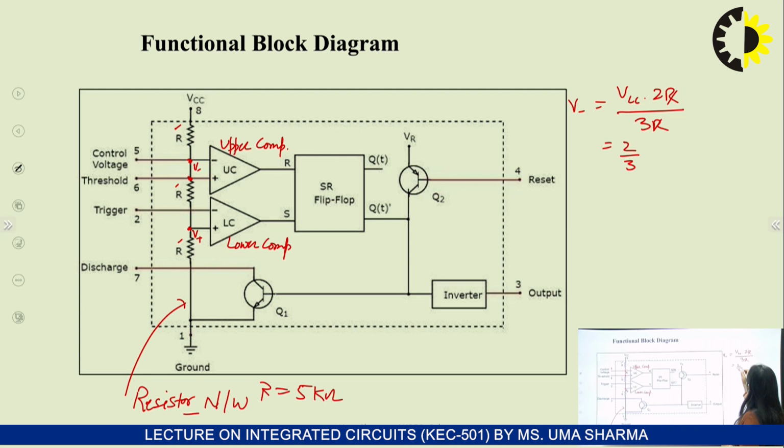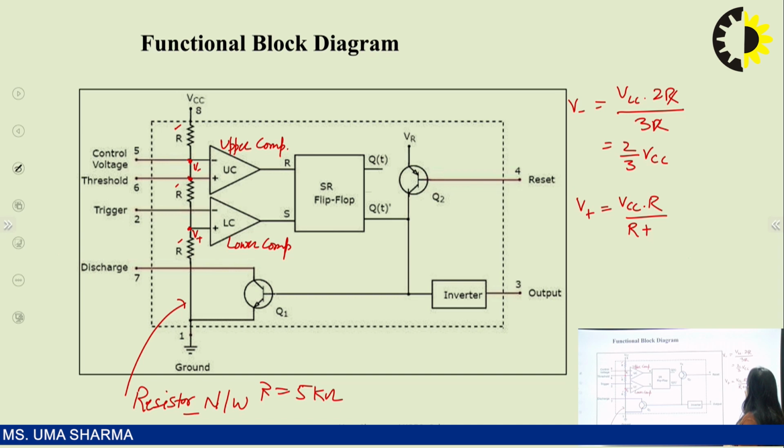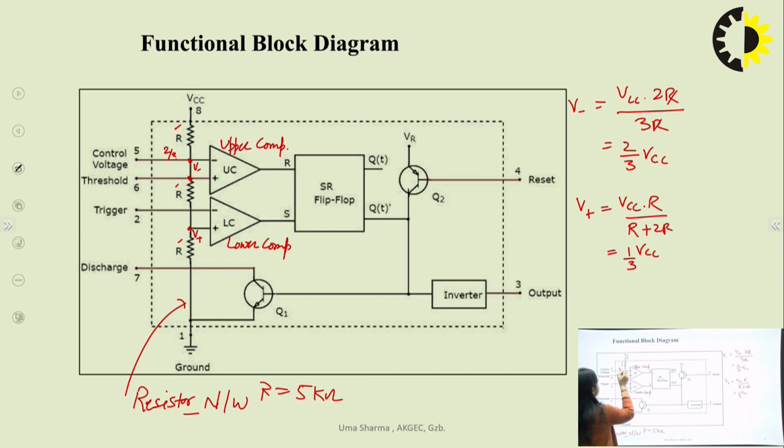Similarly, I can calculate V plus at this node. If I apply the voltage divider, it comes to VCC into R divided by R plus 2R, which equals VCC by 3. So this is how we can calculate. This node is at 2 by 3 of VCC, whereas this node is at 1 by 3 of VCC. You can consider these two points as references for the upper and lower comparator.